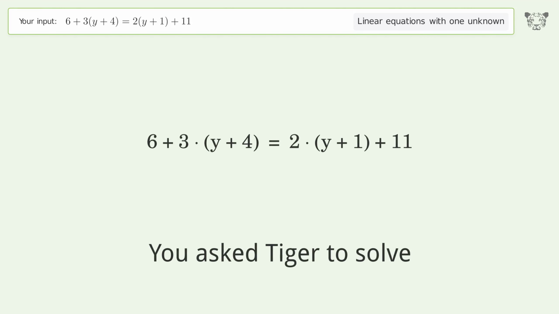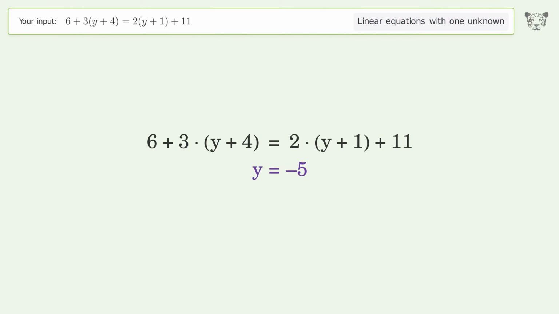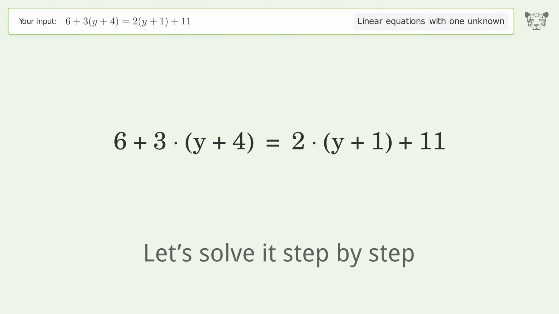You asked Tiger to solve this. It deals with linear equations with one unknown. The final result is y equals -5. Let's solve it step by step.